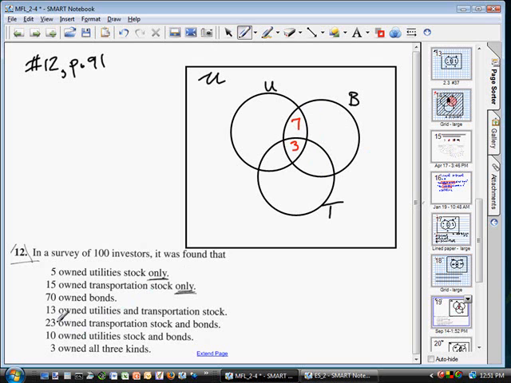The next one up, 23 own transportation and bonds. So this part right here is supposed to have a total of 23 in it. So what does that tell us? It must be 20 there. Next, 13 owned utilities and transportation. So this part right here is supposed to total 13.